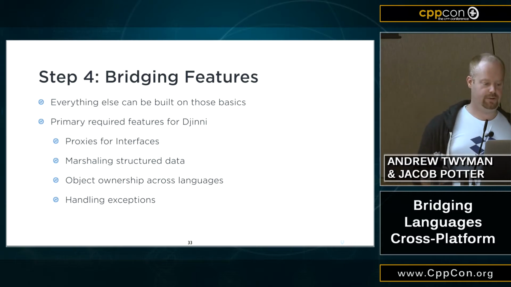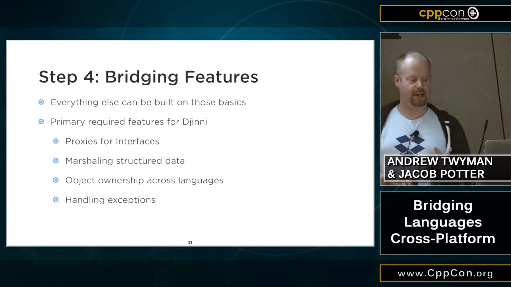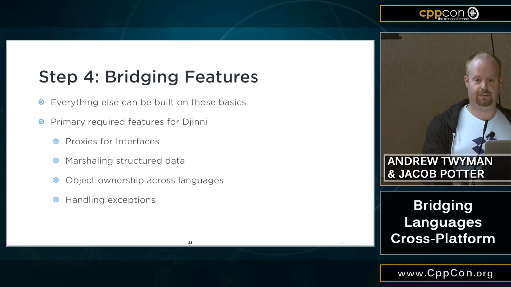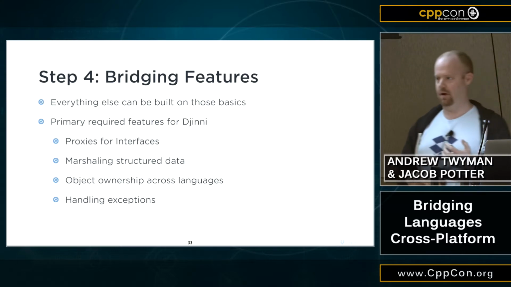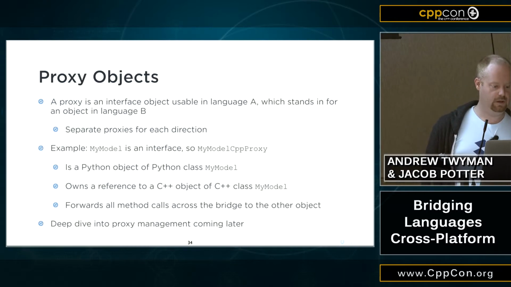So the primary features that Djinni needs to do its work is it needs to be able to proxy an interface across languages, it needs to marshal some data, it needs to be able to own objects across languages, not just reference them, and it needs to be able to handle errors and exceptions that might come up. So we'll talk about each of these 4 things in turn.